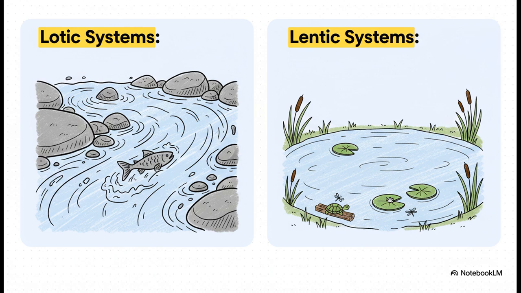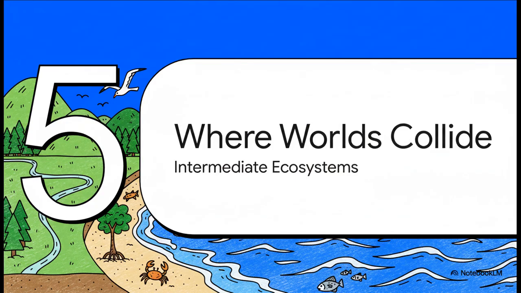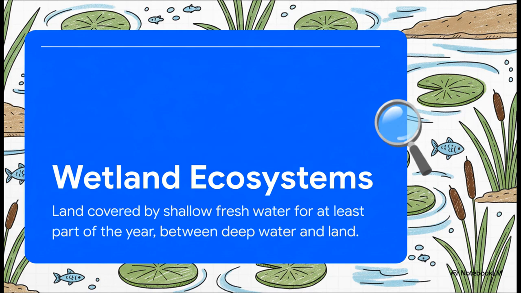We can separate Lotic systems, that means running water like rivers and streams, from Lentic systems, which is still water like ponds and lakes. So we've mapped the land, we've mapped the water, but you know where things get really, really fascinating? It's in the places where those two worlds meet and collide, the coastlines and all those transitional zones. And wetlands are just a perfect example of this. They're often called the Earth's kidneys, which is a great analogy because they're so good at filtering pollutants. And get this, they only cover about 6% of the Earth's land, but they're home to an incredible 40% of all plant and animal species.